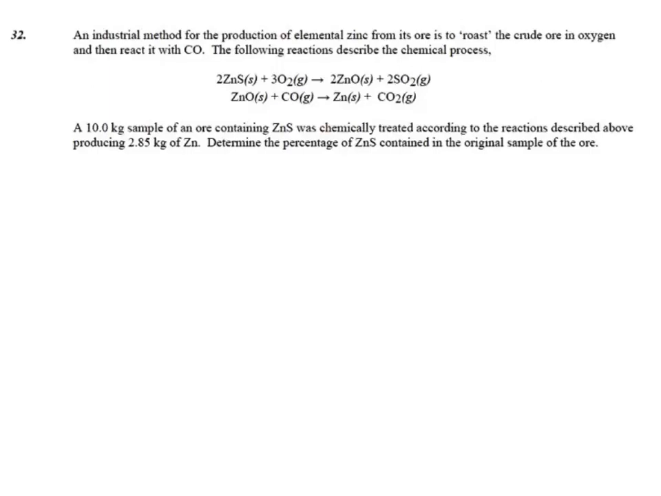So an industrial method for the production of elemental zinc from its ore is to roast the ore in oxygen and then react it with carbon monoxide. The following reactions describe the chemical process. So what you see is it's a two-step process.